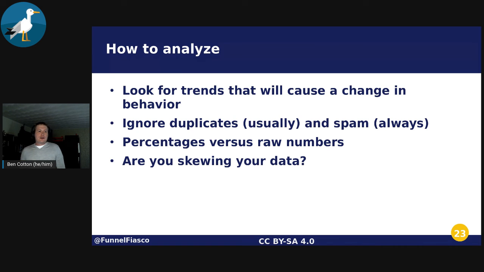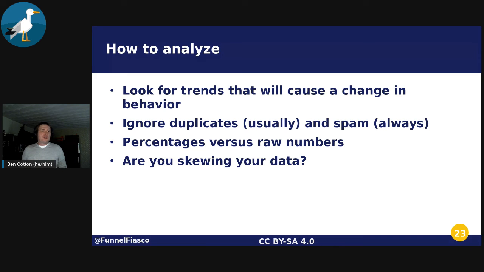So when you're doing an ER analysis, you want to look for trends that will cause a change in behavior. You can look for things that are just sort of interesting, but really want to focus on what can we do to make this better or worse. You generally want to ignore the duplicates, and basically always want to ignore spam, because it's going to skew your data. Unless the question you're asking is, how many spam bugs are we getting? In which case, yes, don't ignore spam.